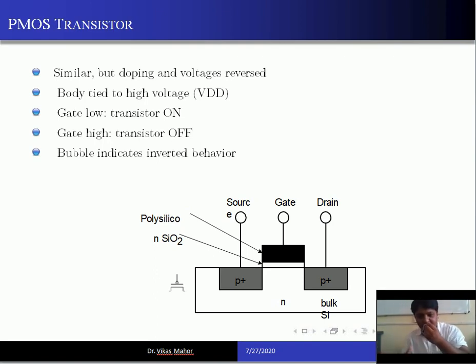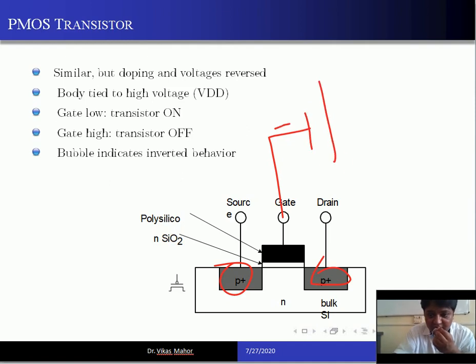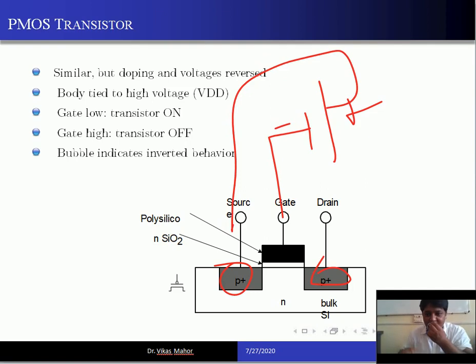Fine. In PMOS, the source and drain are made of p-type semiconductor. And at the gate, what kind of voltage will we apply? We'll apply just the opposite. In the NMOS we apply a positive voltage so that electrons appear in the channel, but in this case we will apply a negative voltage. Because of this, what will happen?